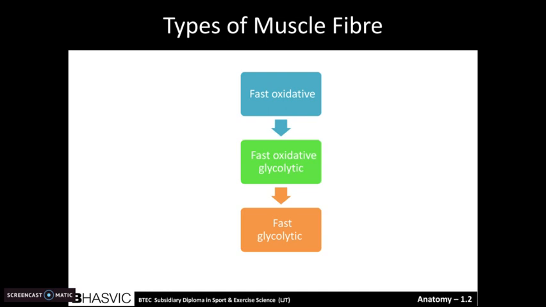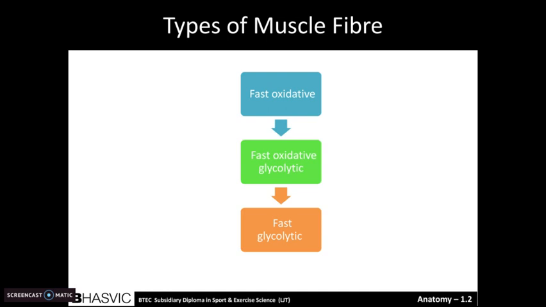Force generated from slow oxidative muscle fibers is not much force. The force generated from fast oxidative glycotic muscle fibers is medium, and the force generated from fast glycotic muscle fibers is high. The contraction speed for slow oxidative muscle fibers is slow, hence the word slow. Fast oxidative glycotic muscle fibers contraction speed is medium, whilst the fast glycotic muscle fibers contraction speed is high.